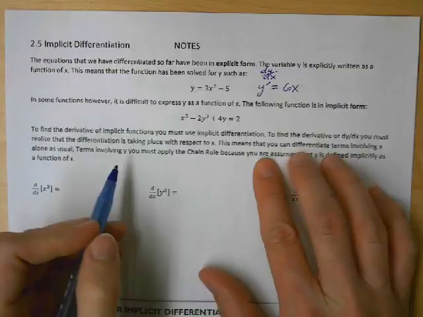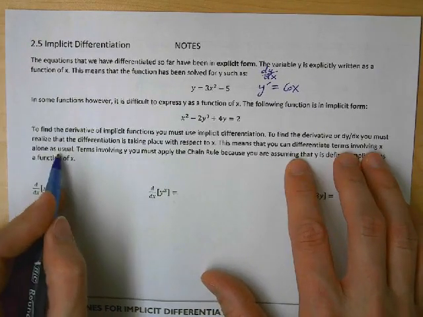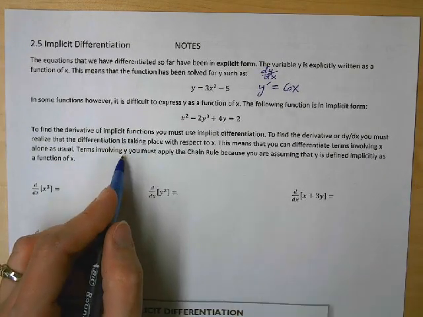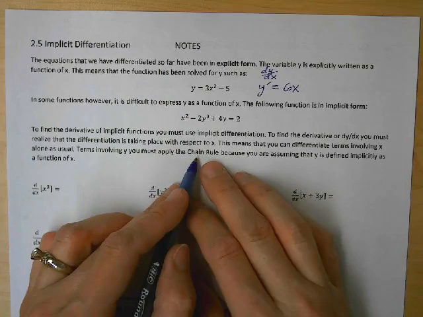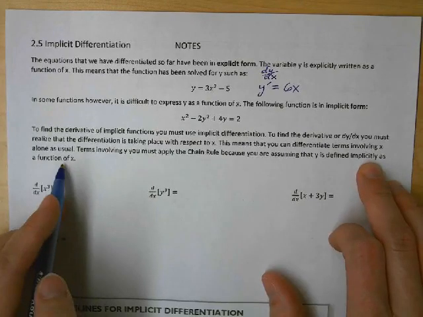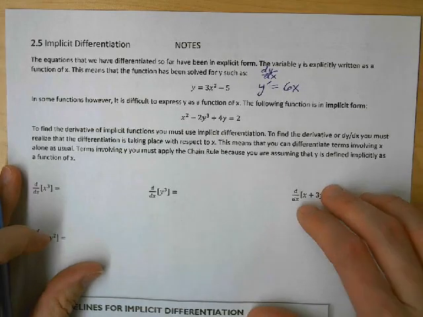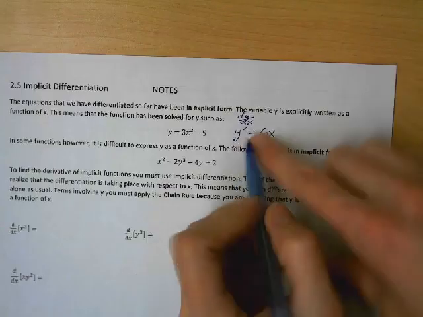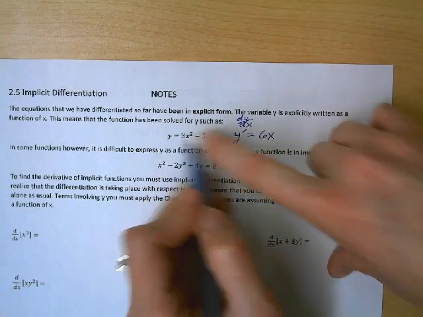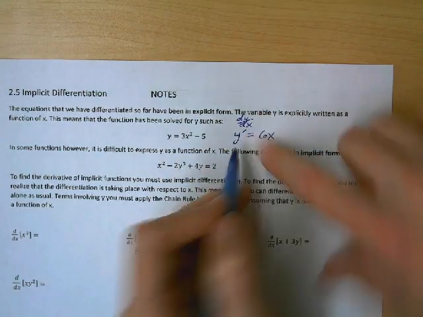And you can differentiate terms that just have x in it, just x alone, as usual. But if we're going to find the derivative of things that have a y, you have to apply the chain rule, because you're assuming that y is defined implicitly as a function of x. So it's basically every time you see a y in the problem, whenever you have to find the derivative of y, they write dy dx. You'll see how it works, so we'll kind of show you.